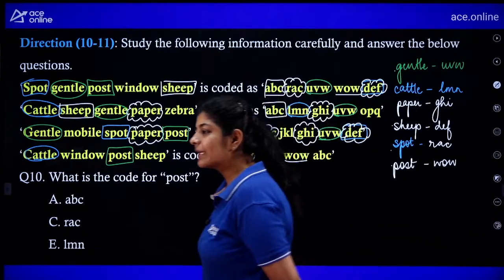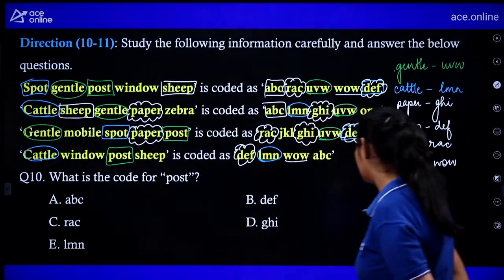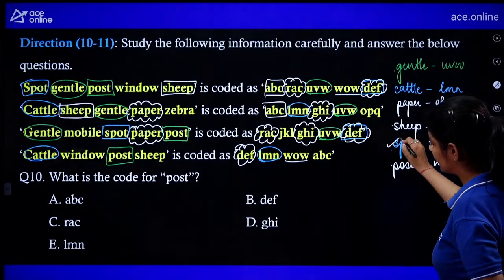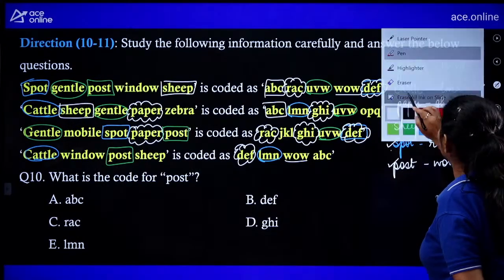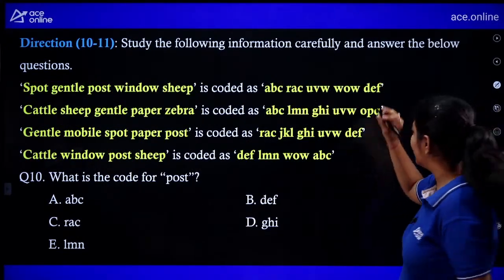So where have we made a mistake? Can someone tell me where we made the mistake? Spot RAC is correct. Post DEF. Wait, I'll do it again. Instead of doing this, I'll do it again.